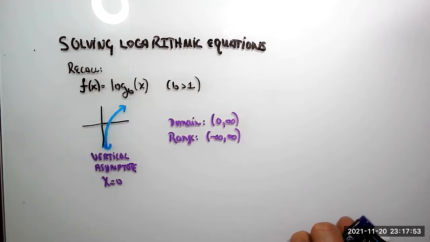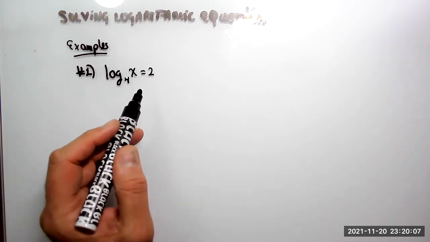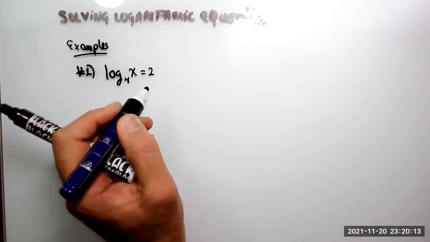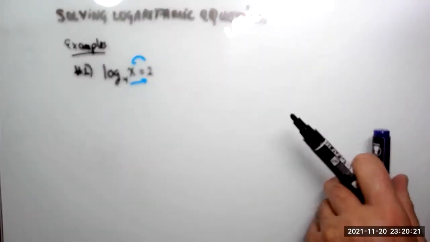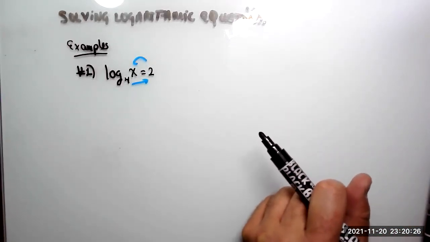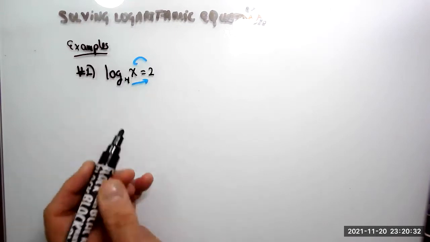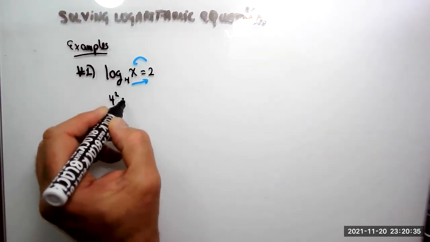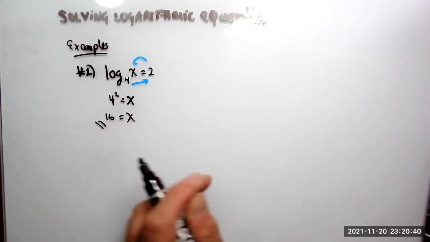So let's go over several examples. Example number 1, log base 4 of x equals 2. I'm going to solve this one based on the definition of logs and the relationship between log and exponential. This means that 4 raised to the 2 equals x. So 4 squared equals x. Therefore, x equals 16, and we are done.